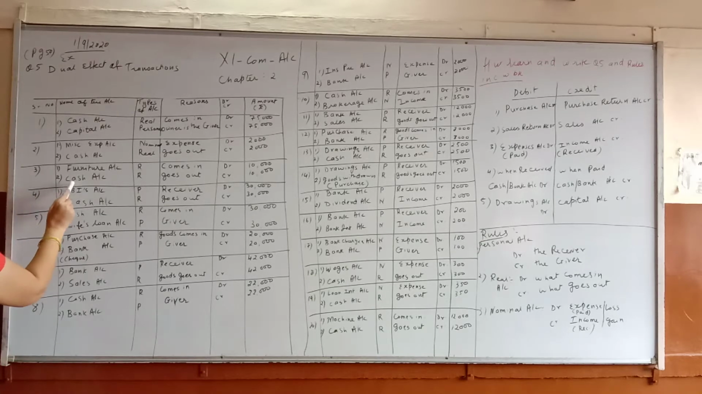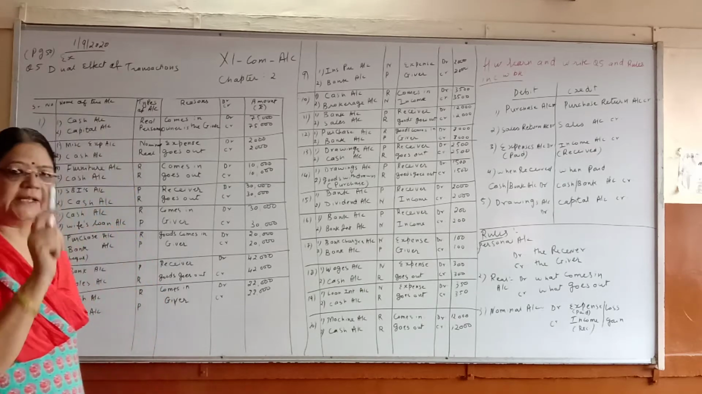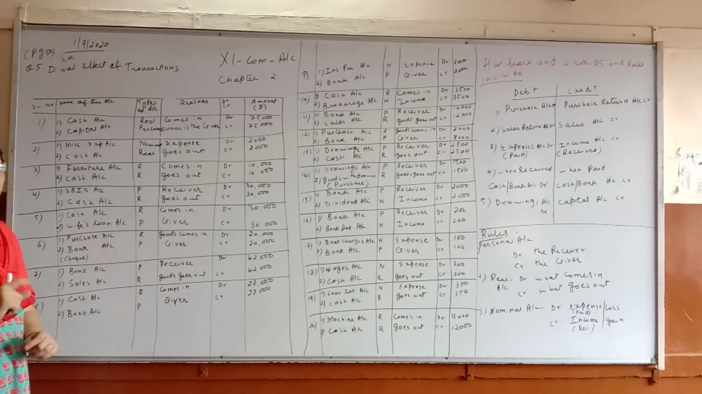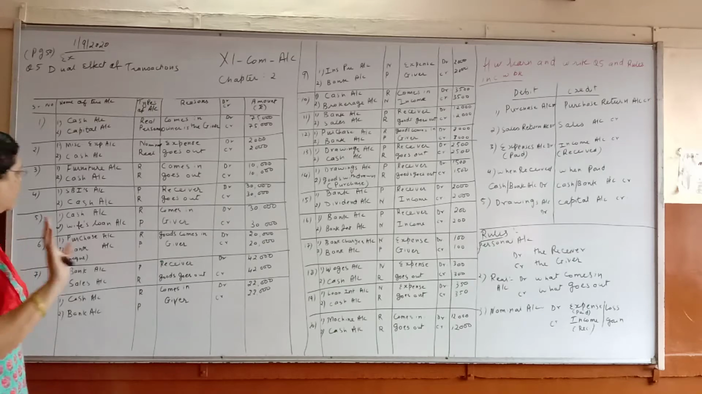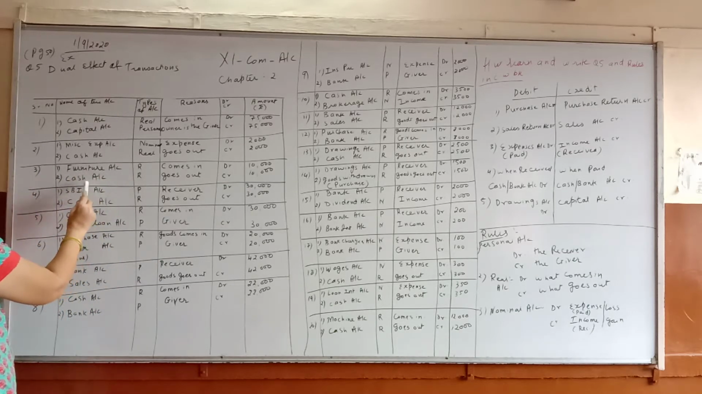So one account will be cash. So first you have to decide which type of transaction it is. Once you decide the type of transaction, your mindset will be clear that one account will be cash. So you have to struggle to find out the second account. Okay. So furniture account debit and cash account.